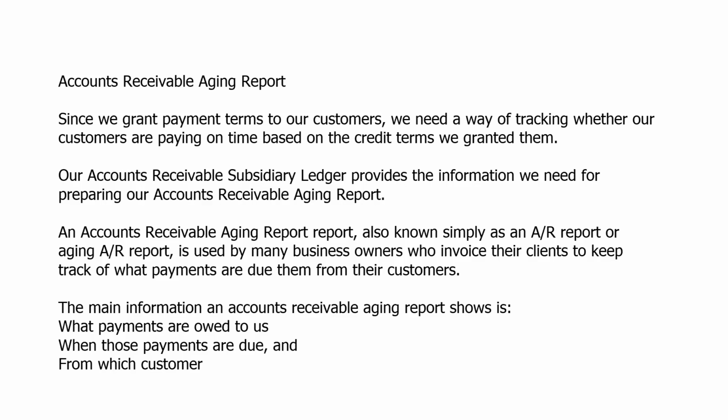Accounts Receivable Aging Report. Since we grant payment terms to our customers, we need a way of tracking whether our customers are paying on time based on the credit terms we granted them. Our Accounts Receivable Subsidiary Ledger provides the information we need for preparing our Accounts Receivable Aging Report. An Accounts Receivable Aging Report, also known simply as an AR report or Aging AR report, is used by many business owners who invoice their clients to keep track of what payments are due them from their customers. The main information it shows is what payments are owed to us, when those payments are due, and from which customer.